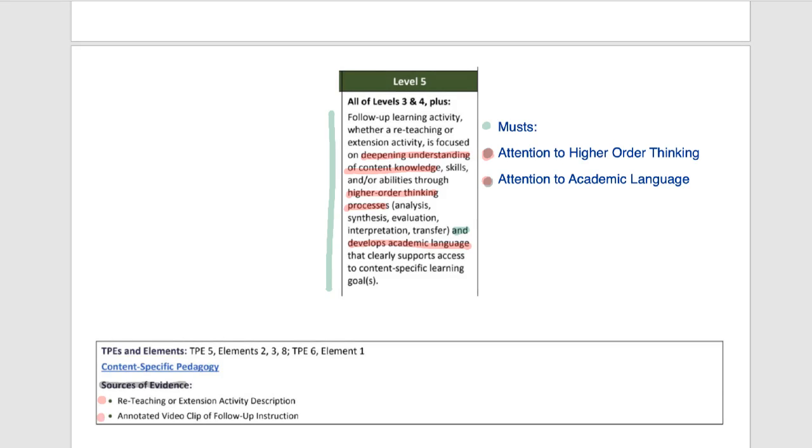You have a video clip for your follow-up lesson, either reteaching or extension, and the points at which you are doing these good things about deepening understandings, attending to academic language, pushing or accommodating students based on individual needs or interests: those are all things that you can annotate in your video clip. And those will make your work strong for this particular rubric. So this is the last of the rubrics for Cycle 2. I do hope this has been helpful to you.